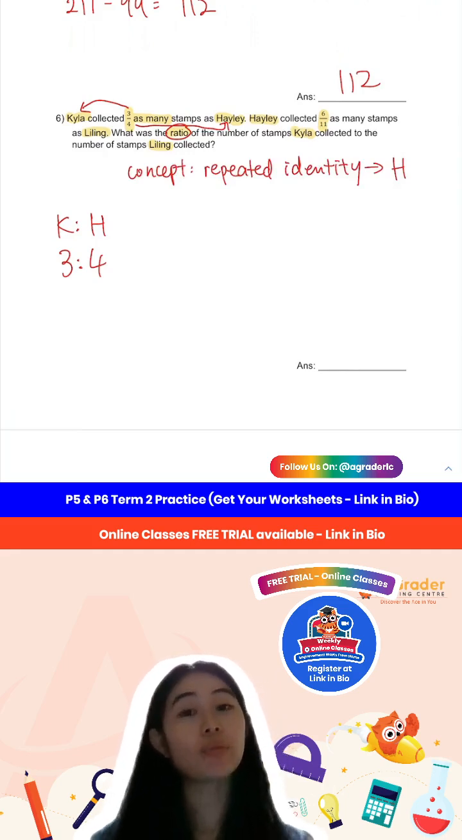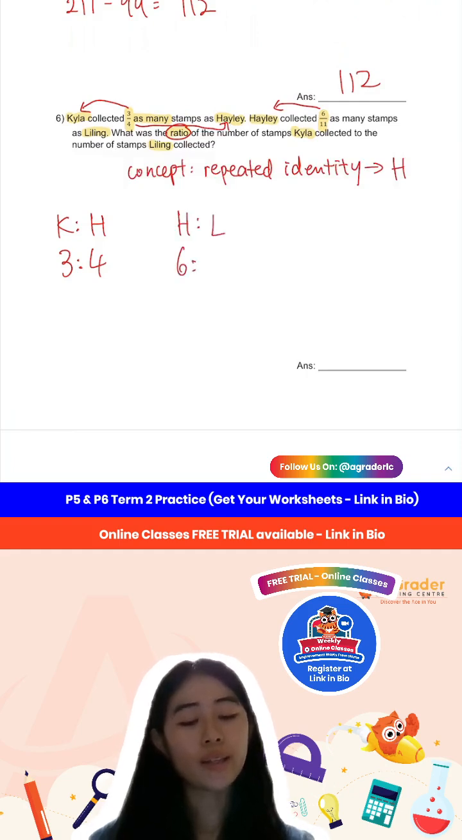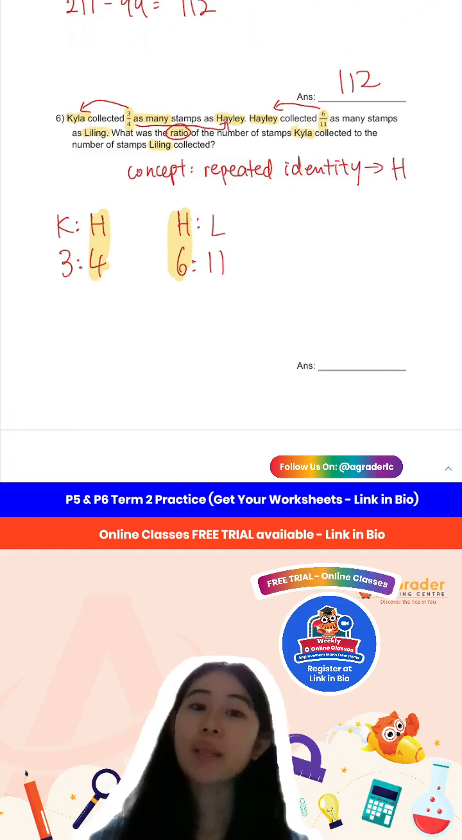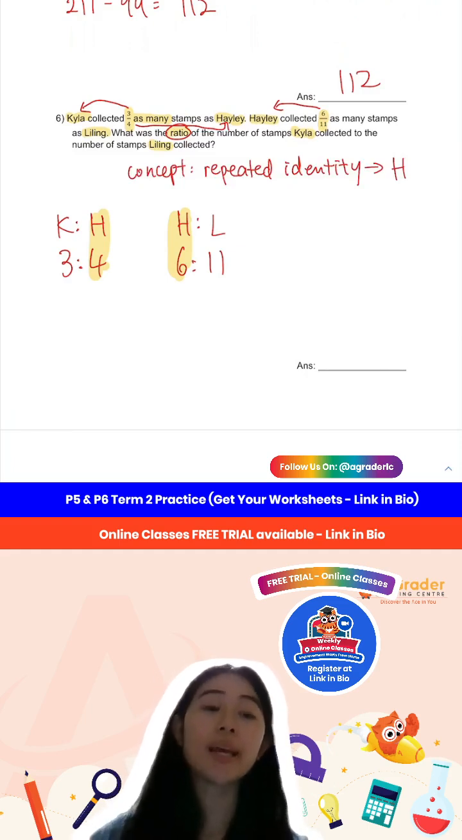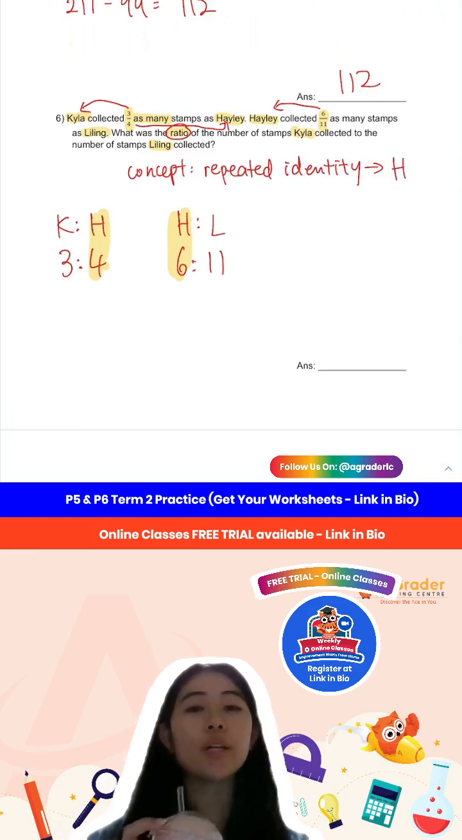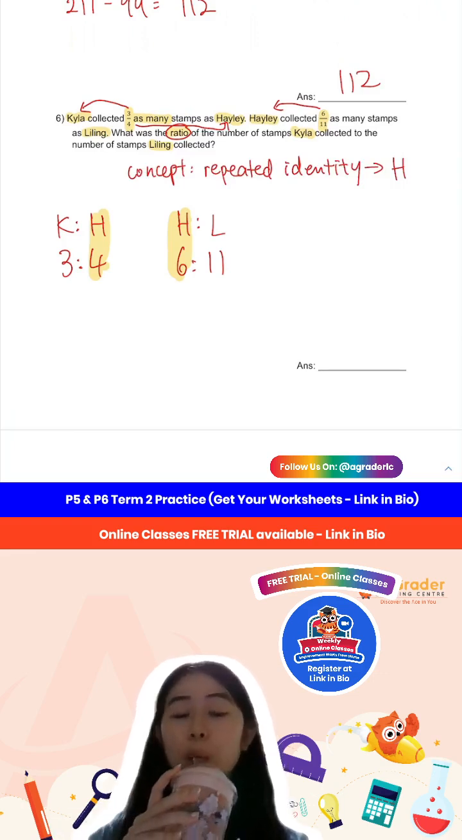Okay, so you do the same thing for the other fraction. In this case, 6 units go to Haley, and then Li Ling gets 11 units. So now you're supposed to focus on the person who is repeated, who is Haley. Haley must be the same number because we're talking about the same person. So let me know how many units you should change Haley to.